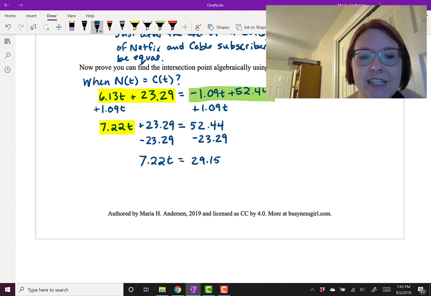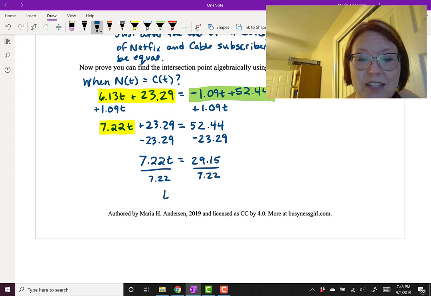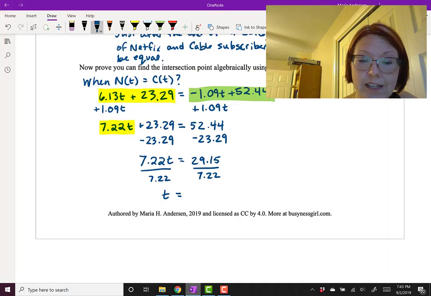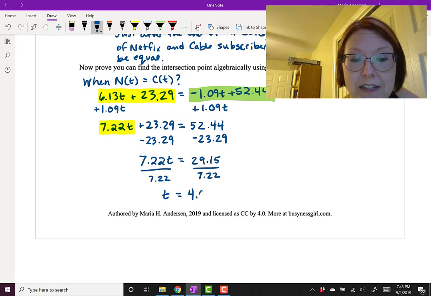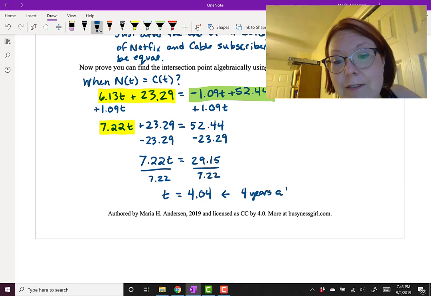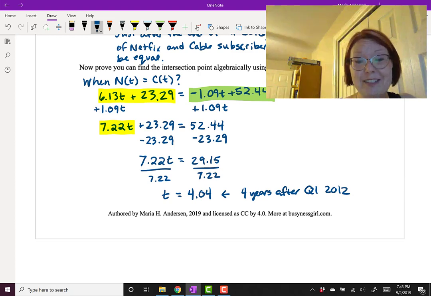To finish this, I need to divide by 7.22 on the left side and divide by 7.22 on the right side. On the left side, I have 7.22t divided by 7.22, which is just t. And on the right side, I have 29.15 divided by 7.22, which is approximately 4.04. And again, that's about 4 years after quarter 1, 2012. So we get the same answer. Awesome.